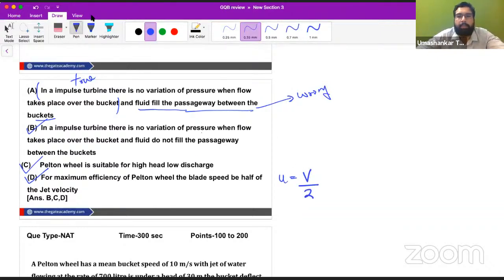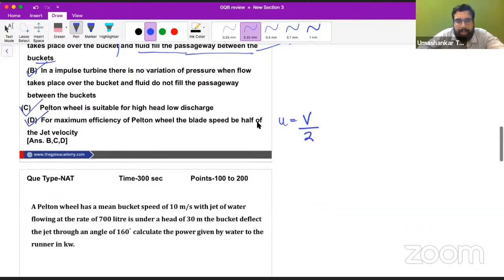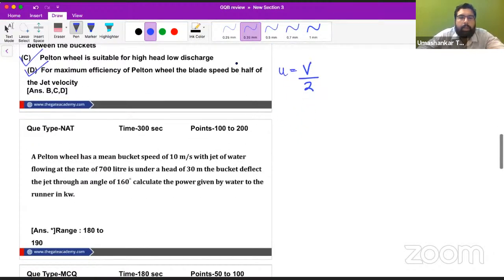So for maximum efficiency, if you remember, your bucket speed should become half of the fluid velocity or inlet velocity, right? Now, any doubt in this first question? If you want to ask anything, feel free to ask me in the chat.